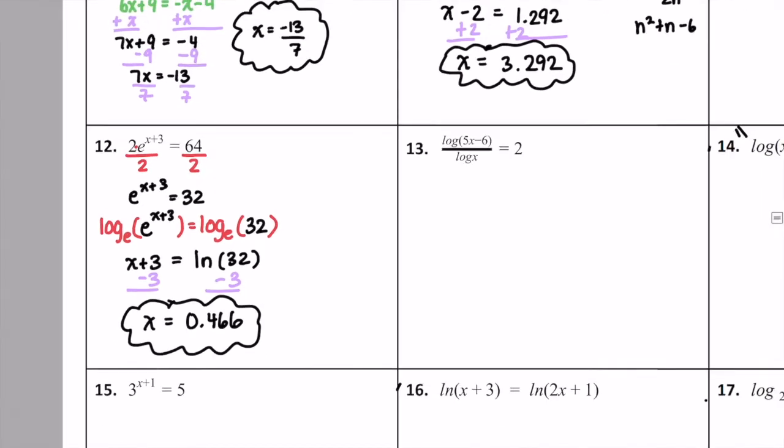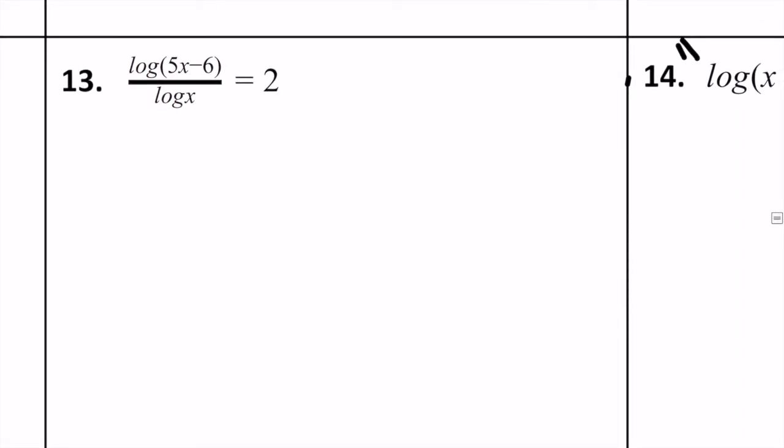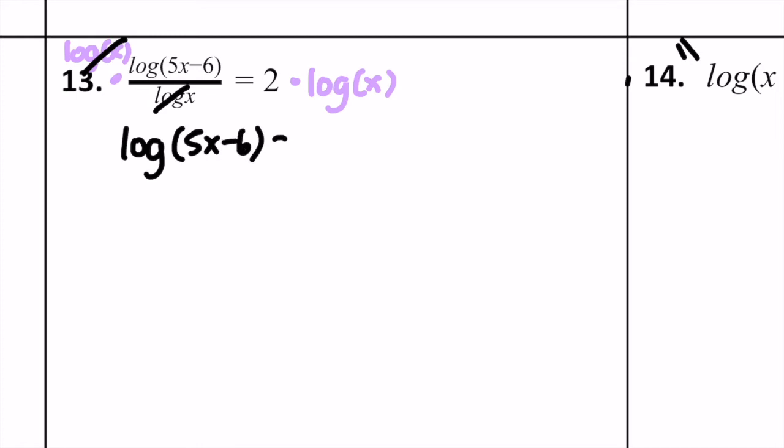For number 13, I have log of 5x minus 6 divided by log of x is equal to 2. I cannot change this to log of 5x minus 6 minus log of x. I can't do that, and also it wouldn't help me at all. I have to get rid of this log of x in the denominator, so I'm going to multiply by log of x. If I do that on the left, I have to do that on the right. On the left, these cancel, and I get log of 5x minus 6 is equal to 2 log of x.